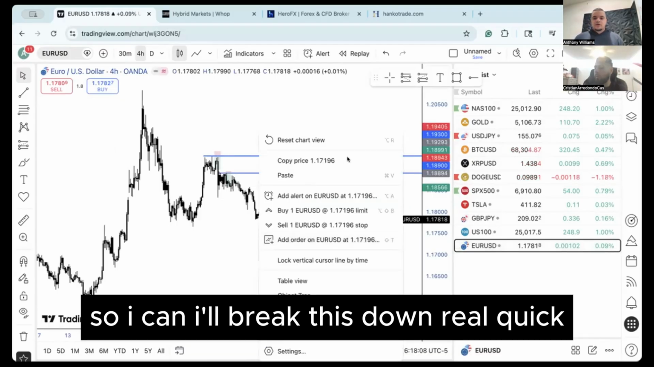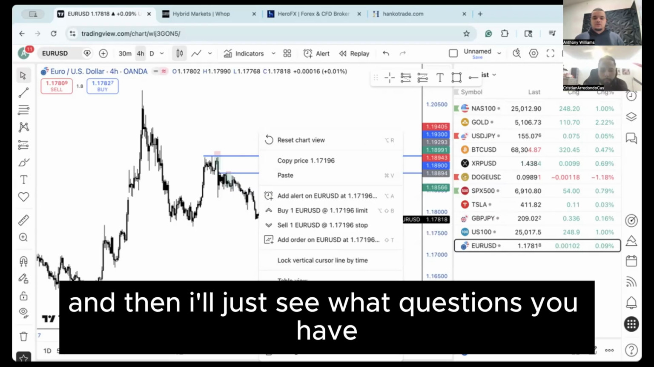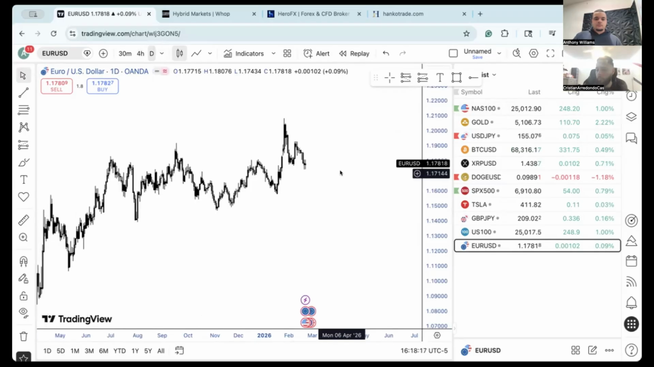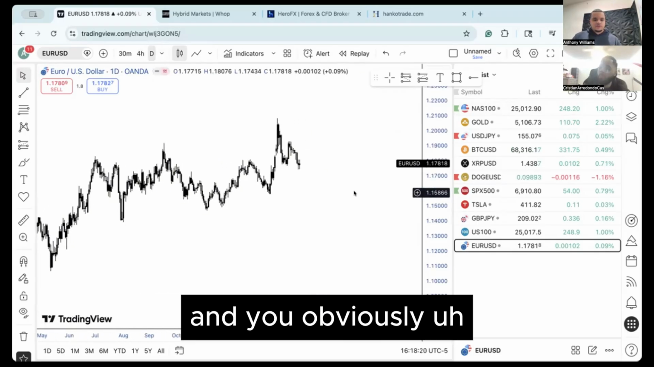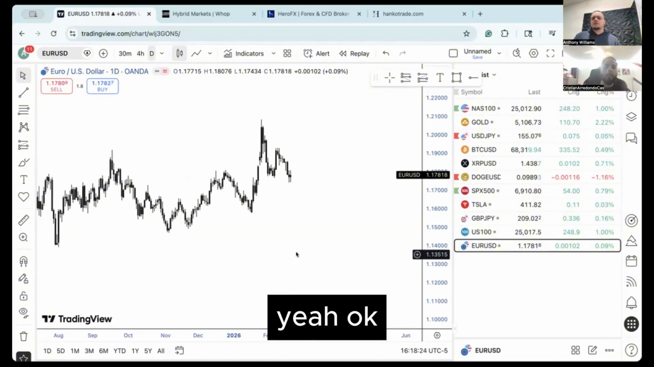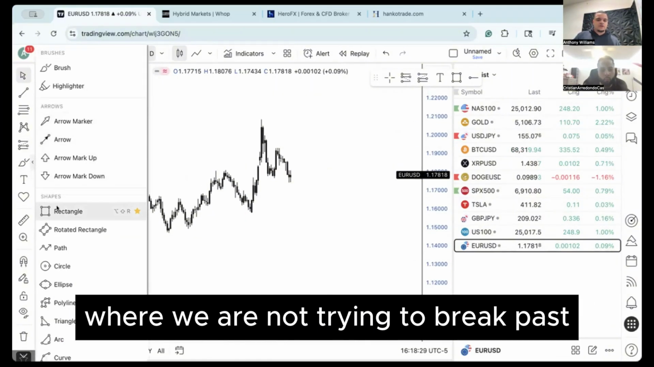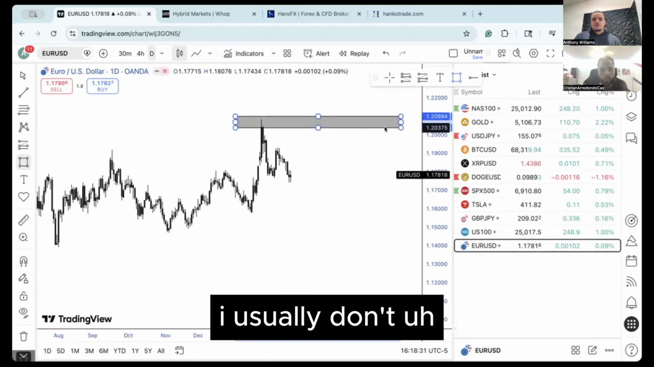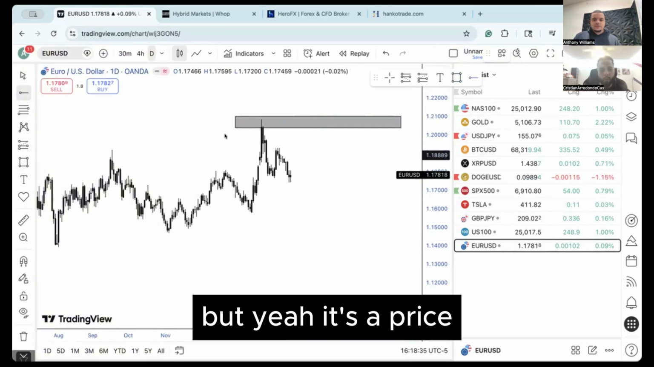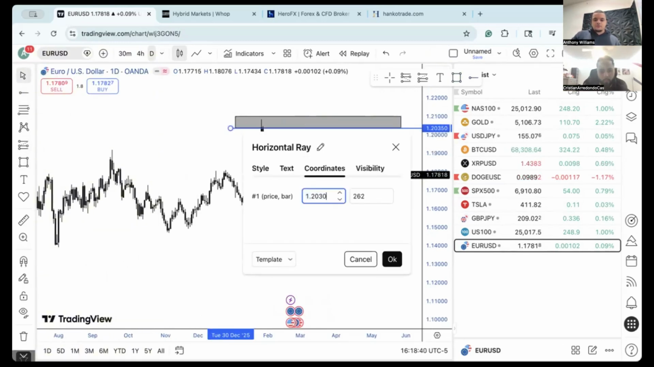So I'll break this down real quick, how I do everything, and then I'll just see what questions you have. So we're on the daily, and you obviously see, and you understand support and resistance, right? Okay. So we obviously have an area where we are not trying to break past. I usually don't need the rectangles, but it makes it easier to see. But it's a price.